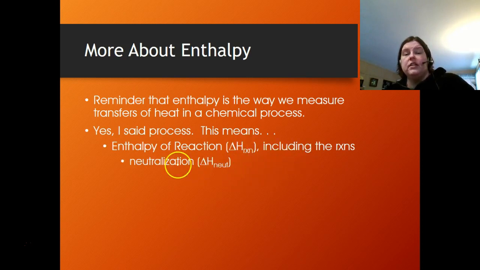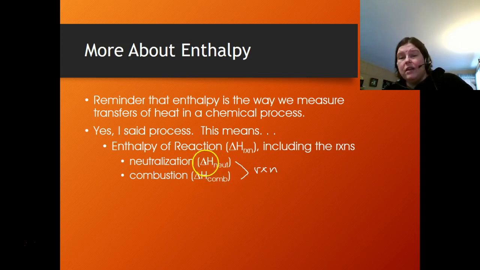That includes reactions like neutralization, delta H NEUT, or combustion, delta H COMB. Both of these are just specific types of reactions and they're given their own little symbol, but notice it's still delta H. It's still the enthalpy change, so that means it's the products minus the reactants, always.